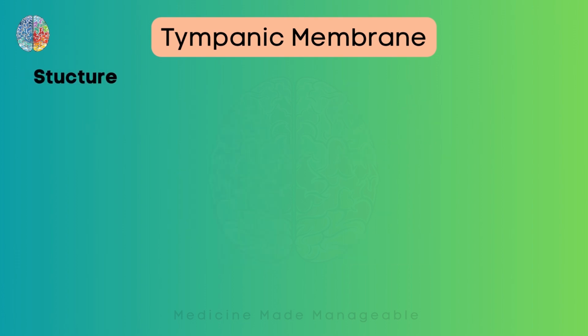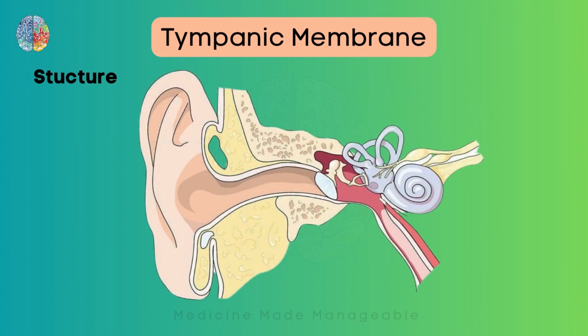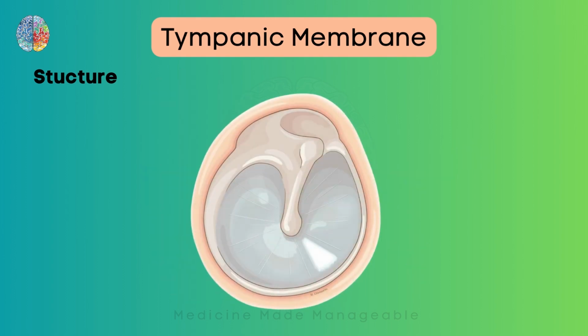Now let's look at the structure of the tympanic membrane. Again, this is a cross section of the ear, and let's imagine you stand in the EAC. So you're looking at the tympanic membrane from this direction. What is it that you're exactly going to see? This is what you're going to see, and now let's look at each part in detail.